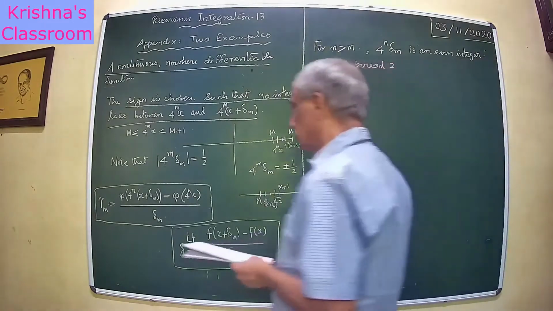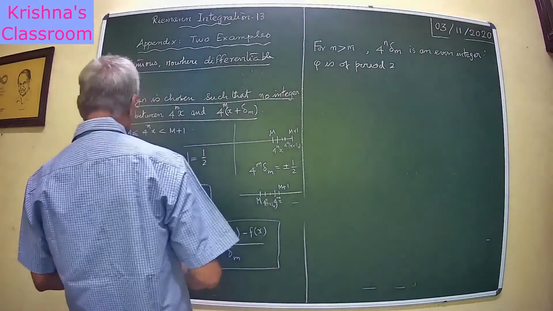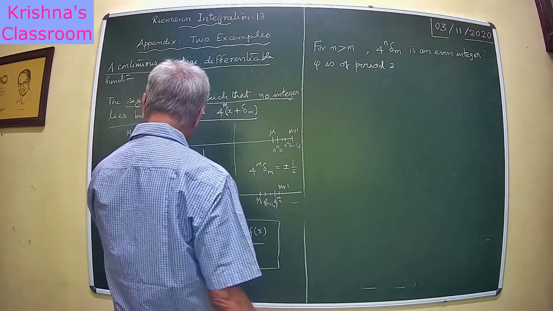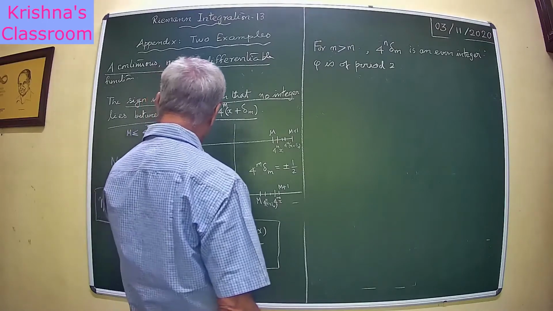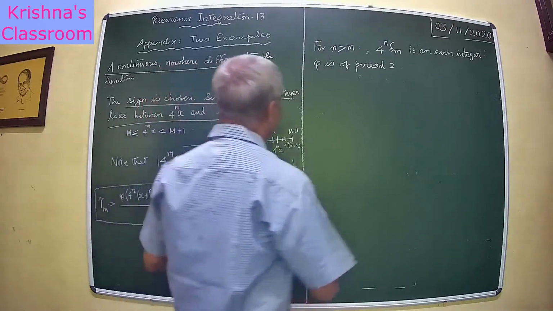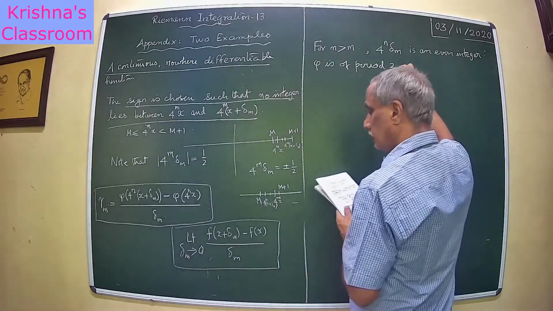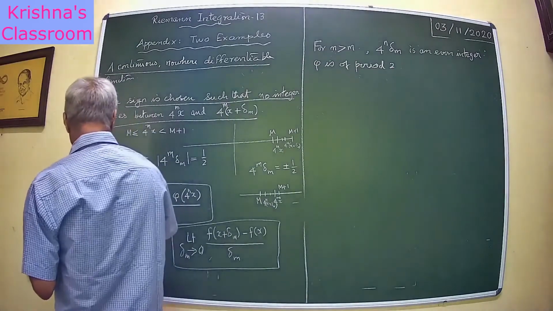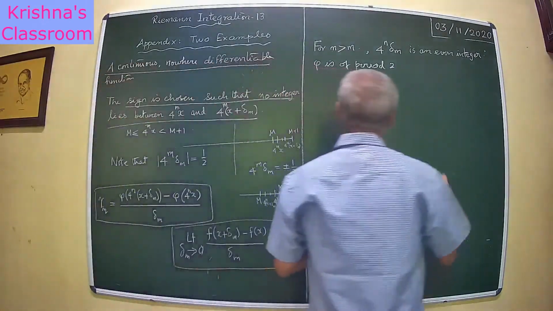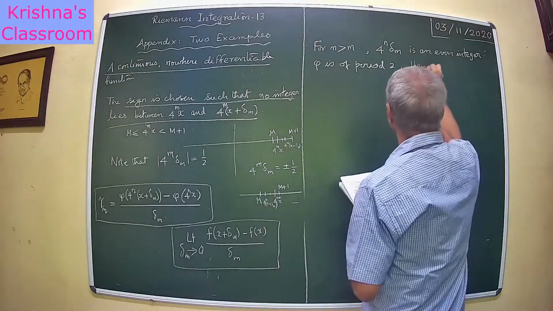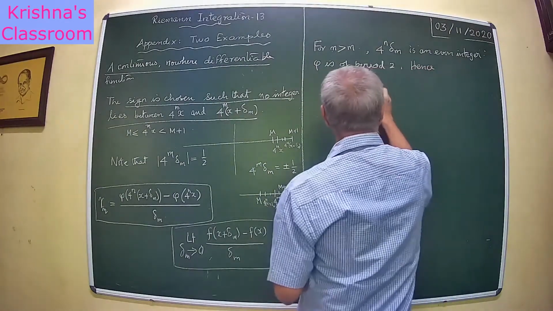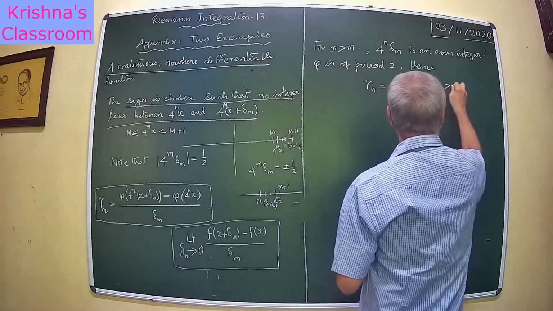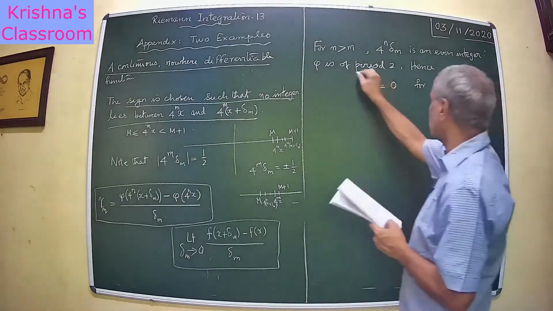Therefore, what happens? You see that phi of 4 to the power n x plus 4 to the power n delta m minus phi of 4 to the power n x, so they are equal. Therefore, gamma n. I think this is gamma n. Sorry, this is not gamma n. This is gamma n. So hence gamma n equal to 0 for n. So this is one of the sets.